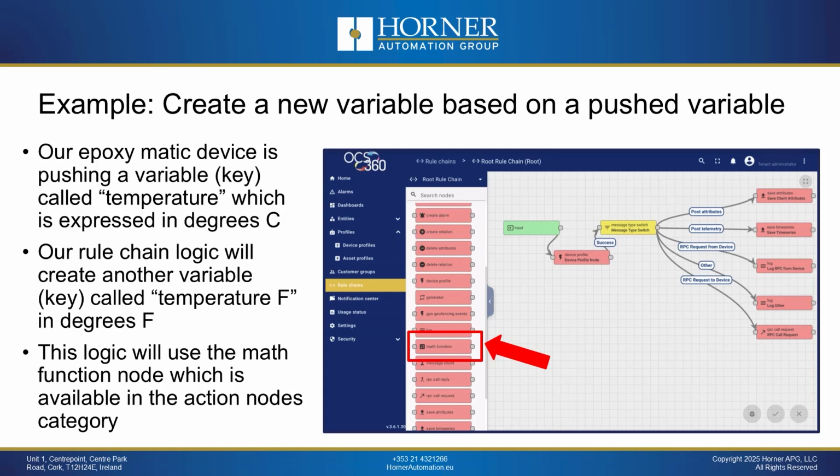Now to create this new variable that is a converted version of another variable, we are going to use the math function node, which we can find in the action nodes category. So that is what we are going to use for that. And on the screen, all you see still is the root rule chain without any changes made.